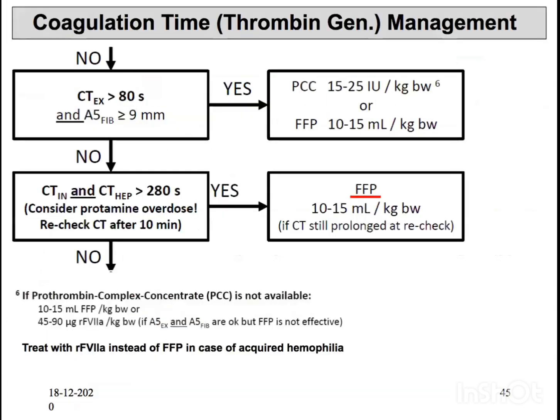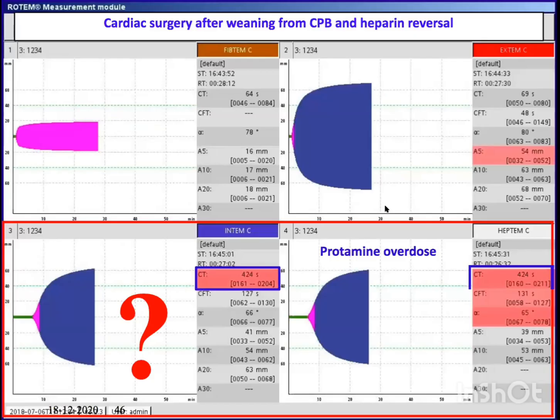If your patient is on a no side, then you keep doing your CT HEPTEM and INTEM and find them also increase, then you can think of a protamine overdose. And we may have given more protamine, and in this patient with protamine overdose will not require any platelets or cryo, but will require an FFP only, 10 to 15 ml per kg body weight.